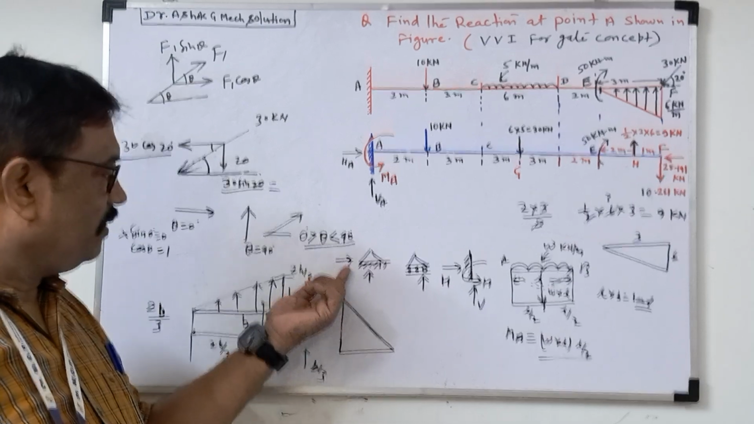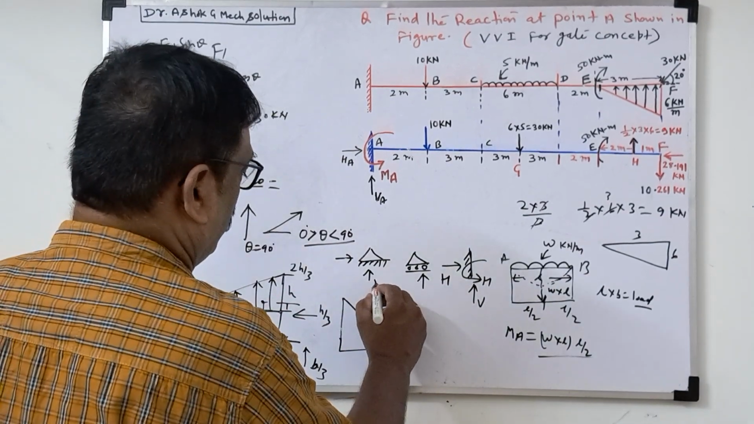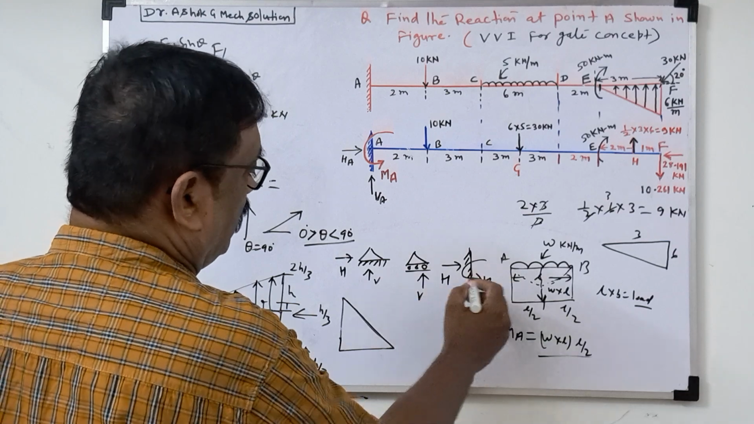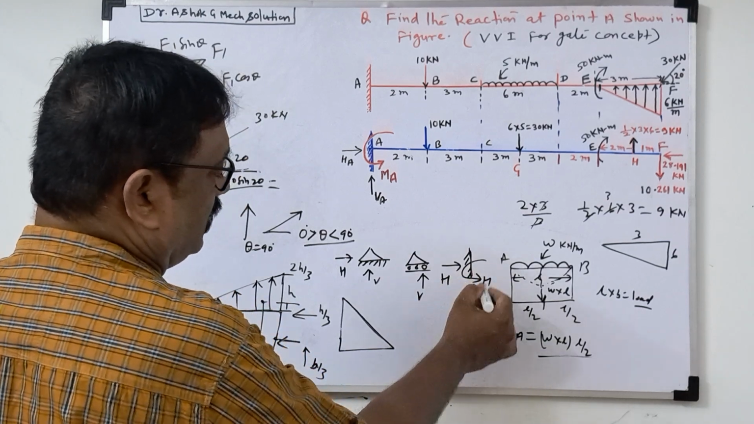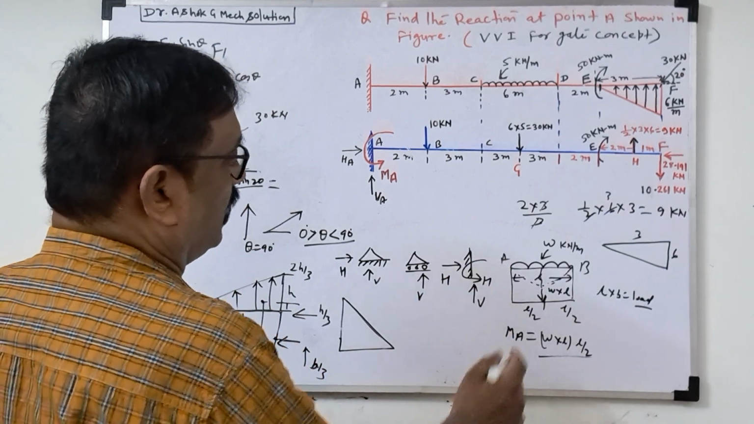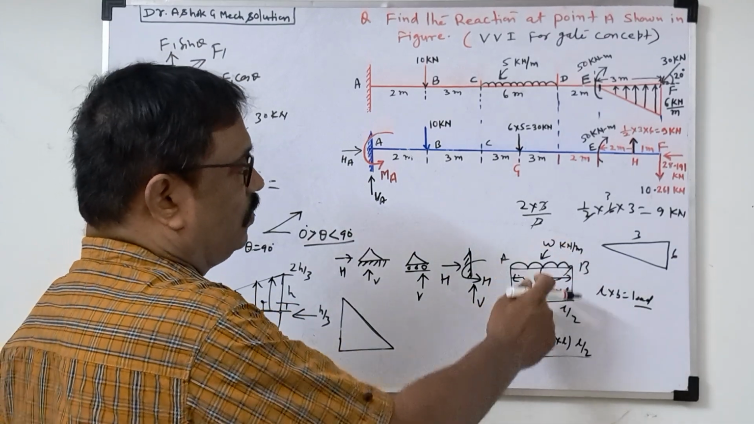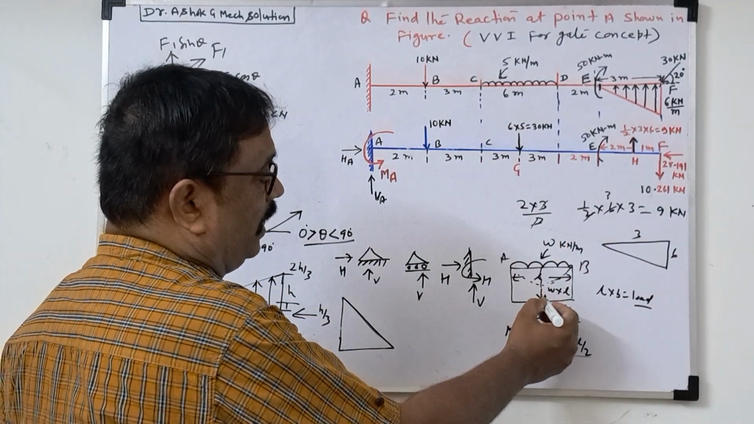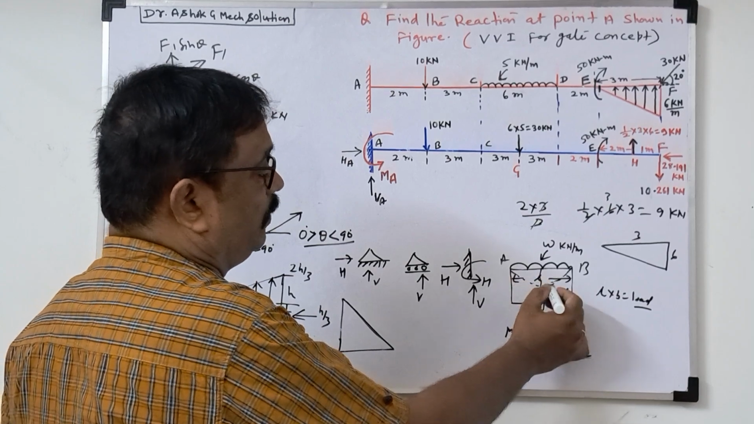Hinge: horizontal and vertical reactions required. Roller: only vertical. If fixed, horizontal, vertical and moment will be there. Suppose a UDL will be there. How to draw the load diagram? The load will act in the middle, because the deflection will be in the middle.